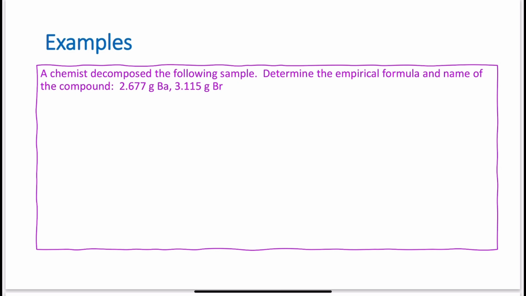Okay, what do I have here? I have 2.677 grams of barium and 3.115 grams of bromine. So how many moles of barium do I have? 2.677 grams of barium. I look up barium in the periodic table because I definitely do not know that one. And I see barium has a molar mass of 137.3 grams per mole.